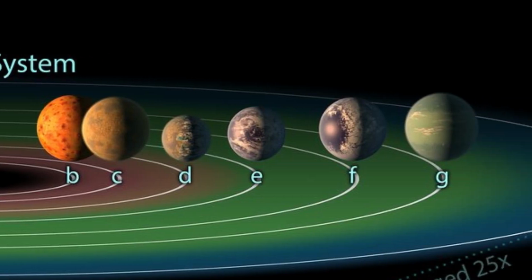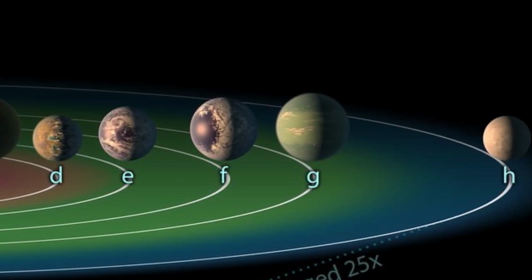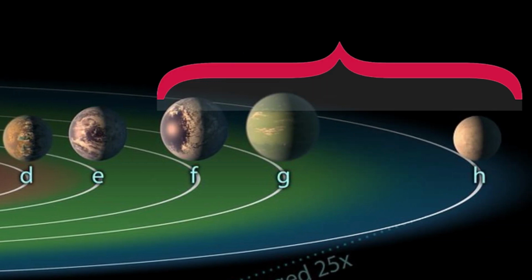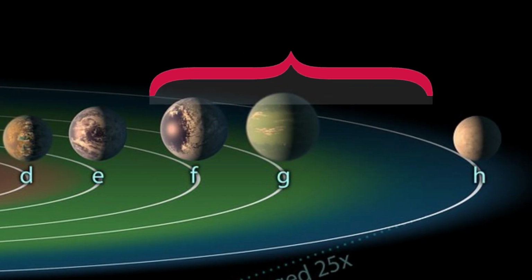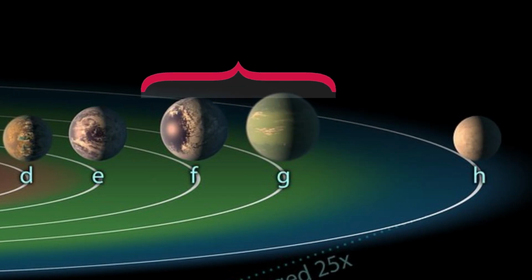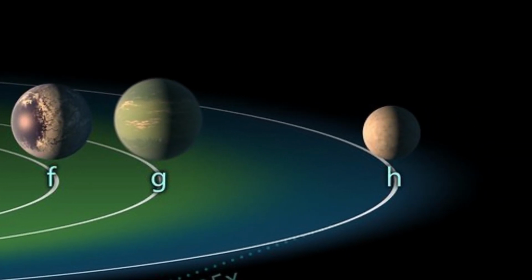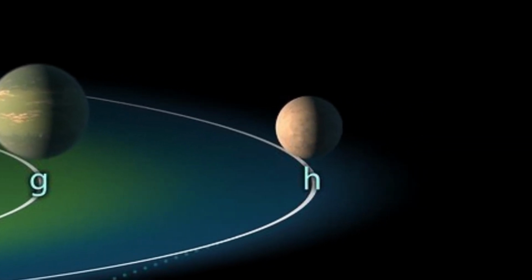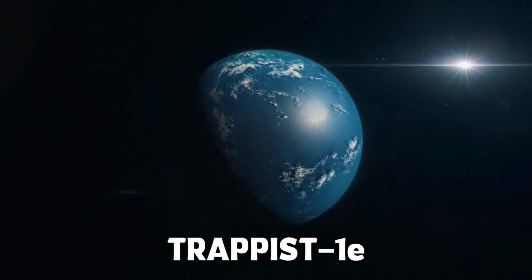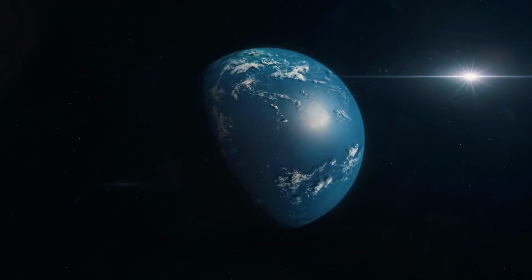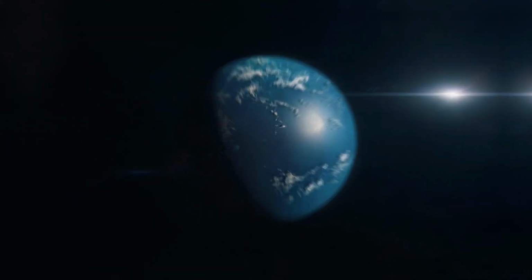After TRAPPIST-1e, you have 3 other ones, F, G, and H. F and G are still in the Goldilocks zone, but they're near the edge, so it's much colder. That means the chance of life is much lower here. And H is completely out of the Goldilocks zone. That's why astronomers still believe that TRAPPIST-1e has the highest chance of life that's near us.